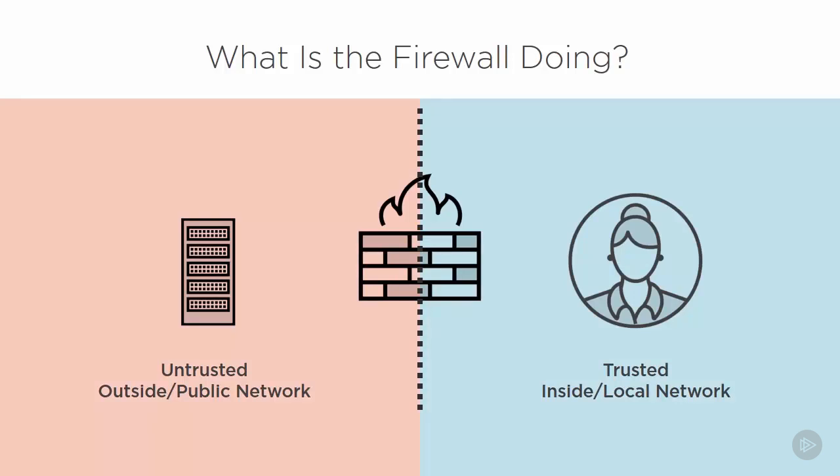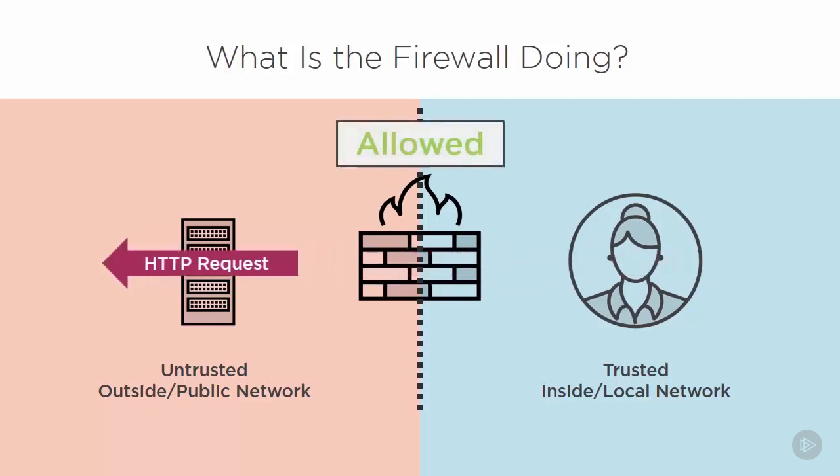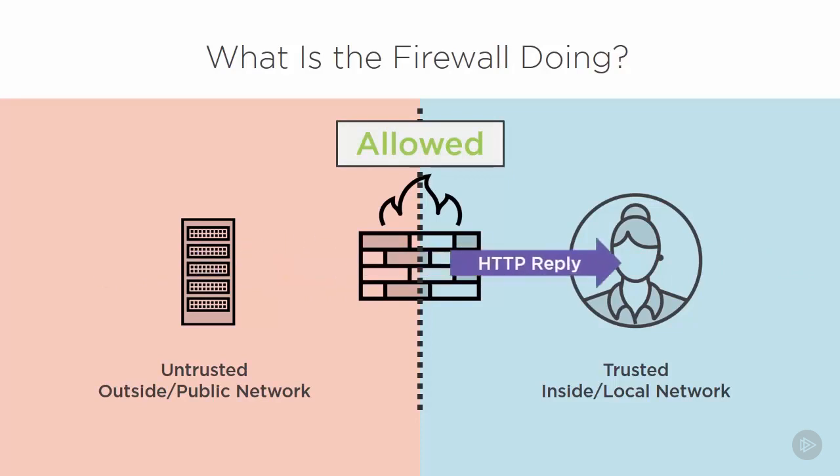So here we have Jane. Jane is a CPA. She works in the accounting department of Global Mantics. And Jane is doing research, and she needs to go out onto the public internet in order to find out the latest federal guidelines for tax. Jane opens up her browser and she sends an HTTP request out to the untrusted network, and the untrusted network replies. And what we want is we want our firewall to allow that traffic.